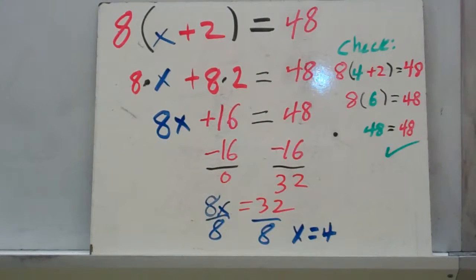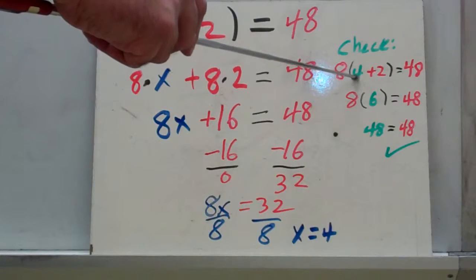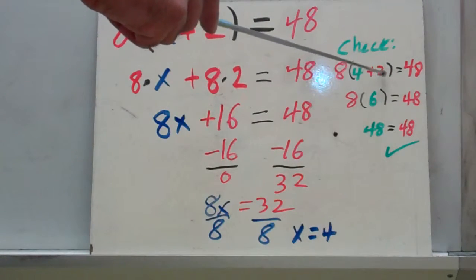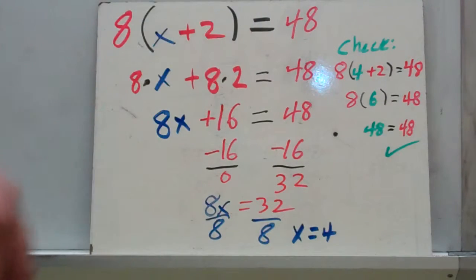Let's go back and double check. We can substitute in the x with 4 over here, so 8 times the quantity of 4 plus 2 is equal to 48. We know that 4 plus 2 is 6, and then 8 times 6 is 48, and 48 is equal to 48.